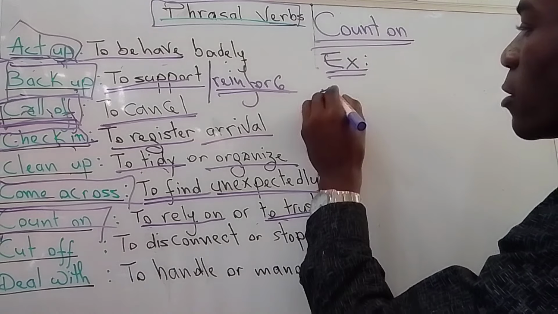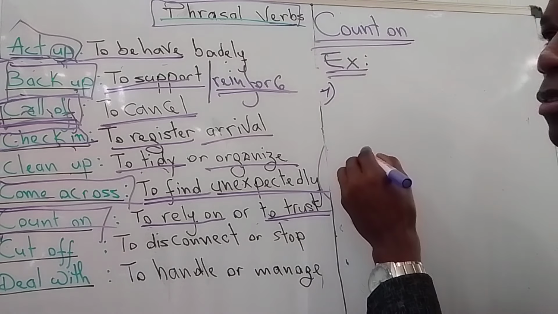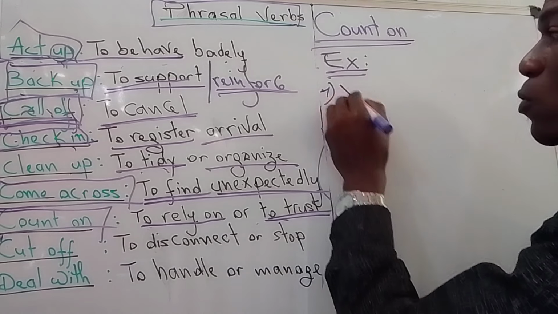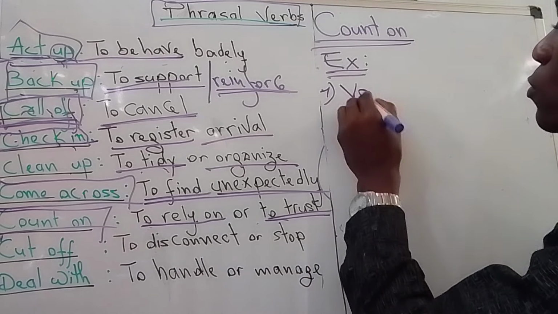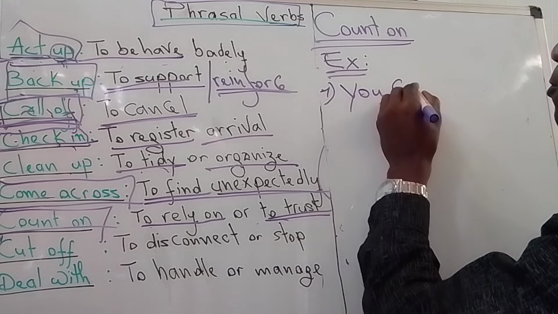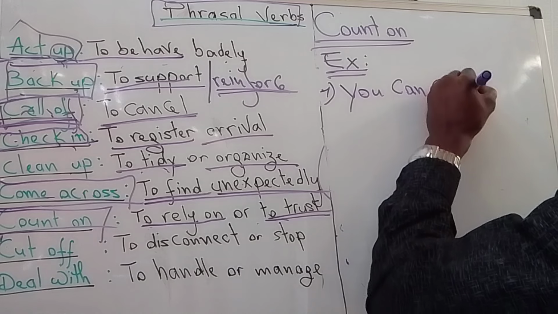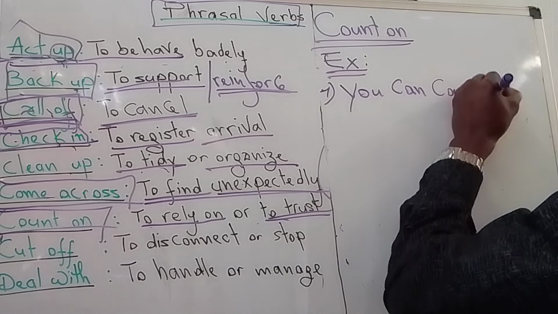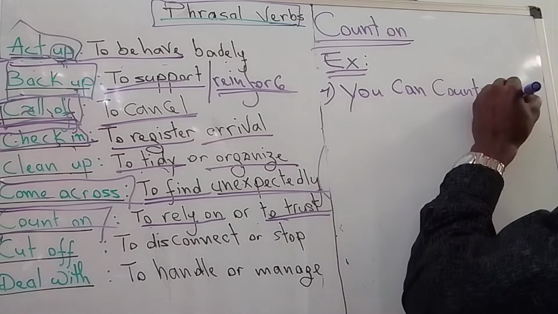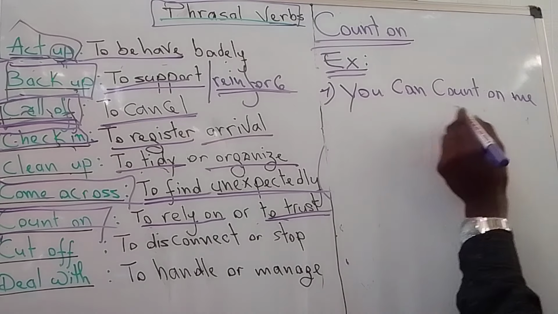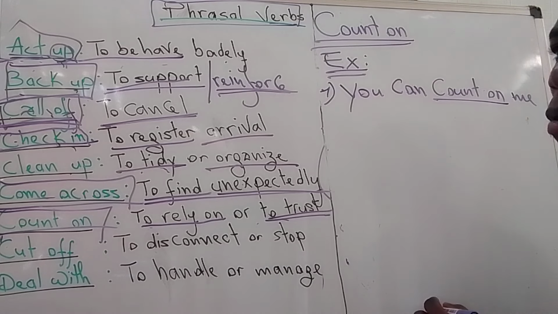The first example is, you can count on me. Count on me. You can count on me. Do you see it right here? You can count on me.